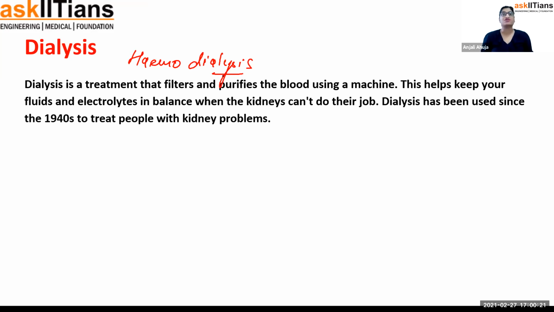So in that case, we use a machine which is known as a hemodialyzing machine. Dialysis is actually a process of purifying blood, and hemodialysis is a collective term that we use for it. And the hemodialysis machine is also known as an artificial kidney. So here blood is taken out, and after filtering, this is put back.